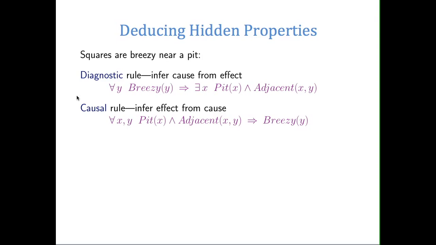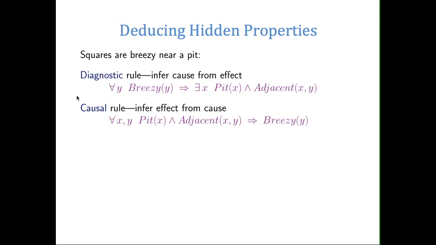Now, squares are breezy near a pit, so we can infer the cause from the effect. In other words, we could have something that diagnoses why we have the breeze. So what we'll say is, for all y, if it's breezy, then there must exist some pit in location x such that location x is adjacent to our current location y.